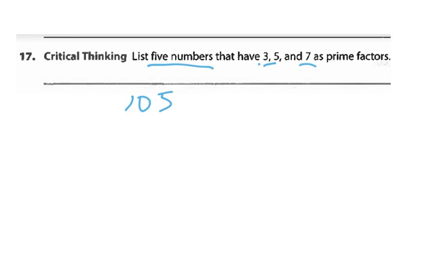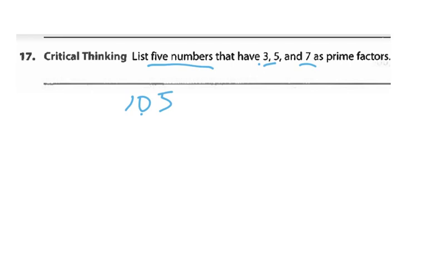Well, then, if you look at this, it's also easy to see that this ends in a 5, so it has to be divisible by 5. Also, 1 plus 0 is 1, and 1 plus 5 is 6. 6 is divisible by 3. Therefore, 105 has to be divisible by 3. And then I would just check 105 divided by 7 in my calculator. And that works too. So that is a number that would have all three of those as prime factors.